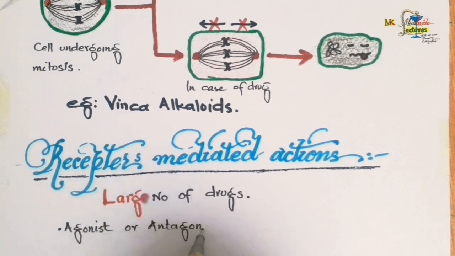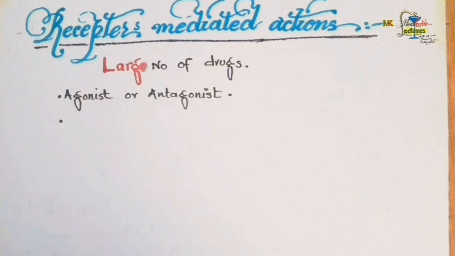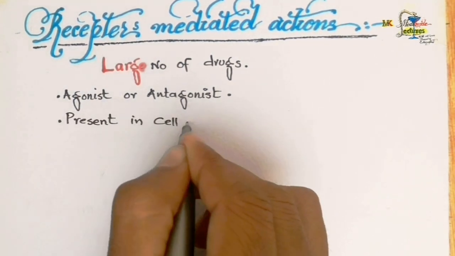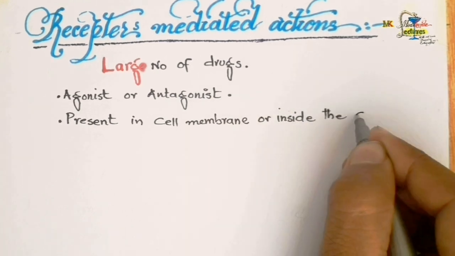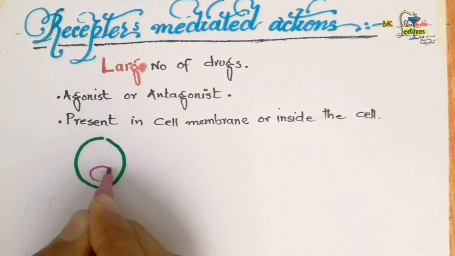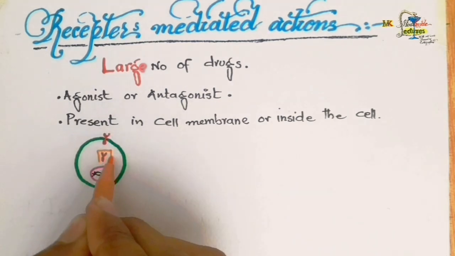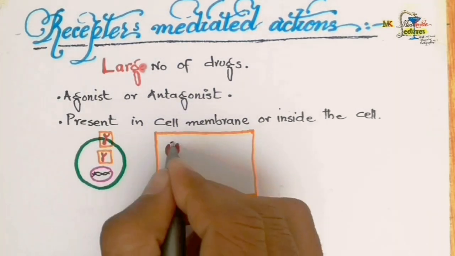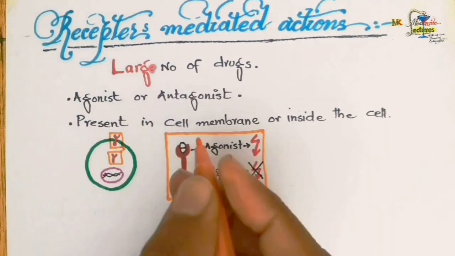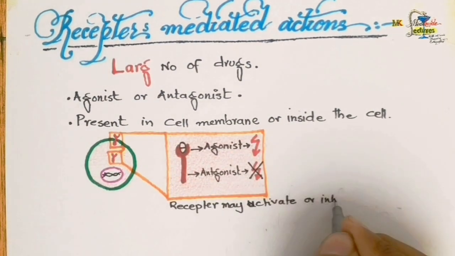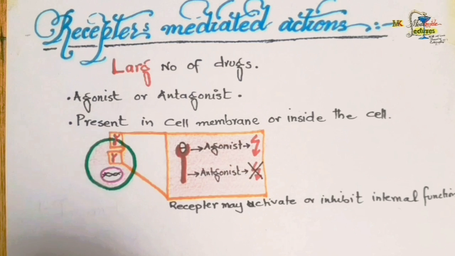The drug may have agonistic activity or antagonistic activity on receptors. Agonist means the drug will activate the receptor, and antagonist means the drug will block the intrinsic activity of the receptor. Similarly, the receptor will be present in the cell membrane, or it will be present inside the cell, to which the drug will bind and will show its agonistic or antagonistic effect on the receptor. Thus, it will activate or inhibit the internal function of the receptor. Moreover, the agonists are mostly endogenous substances which the drug resembles and binds to the receptor.